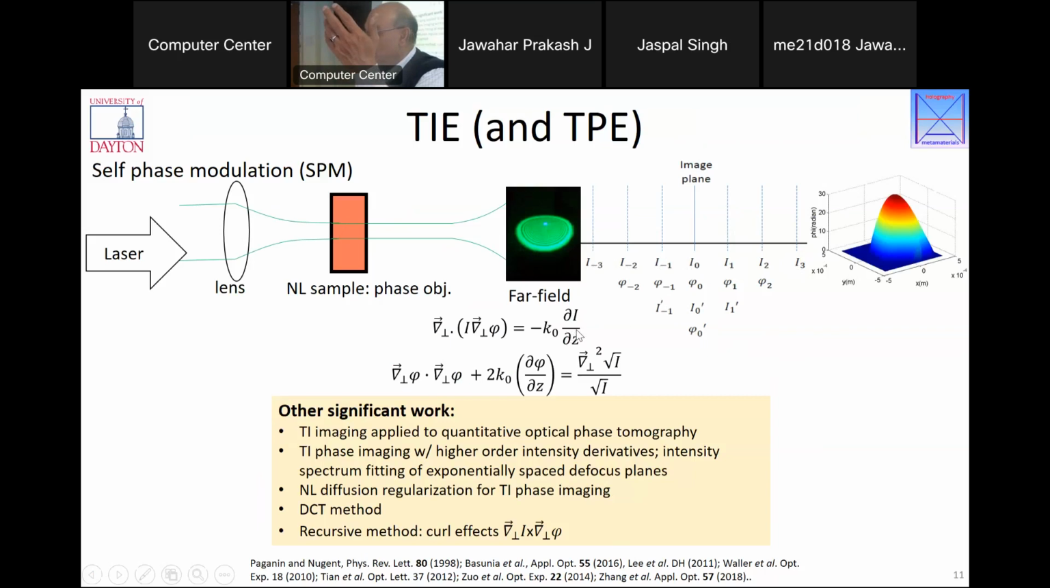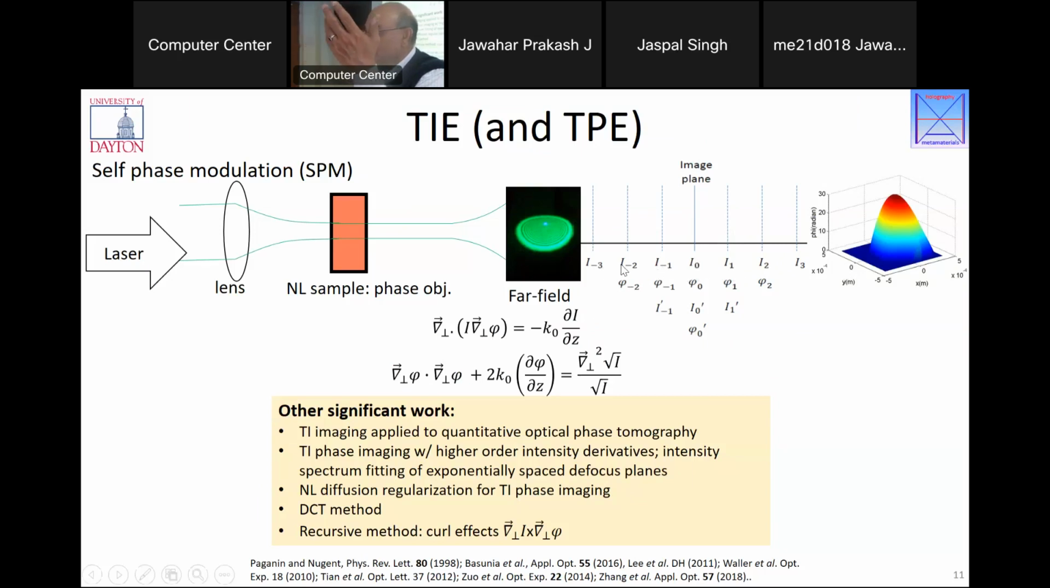Look at the first equation. This is the transport of intensity equation. The next equation, which is from the diffraction, is the transport of phase equation. So what did we do? First, we took, as an example, these two differences, say I1 minus I minus 1. Then we found the phase. Where? We found the phase here in the middle between where these two intensities were recorded. So we found the phase there.